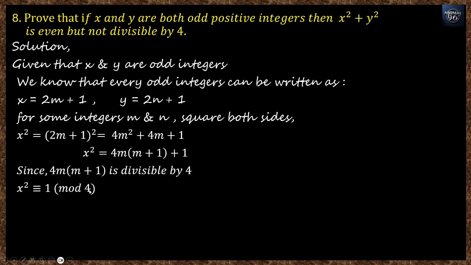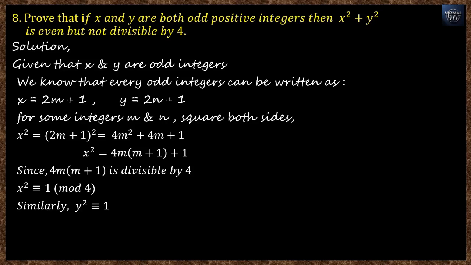So, if you don't know mod 4, just comment below. I'll make another video on what mod 4 is. And this congruent 1 means remainder 1. These three parallel lines are not equals; these are called congruent.